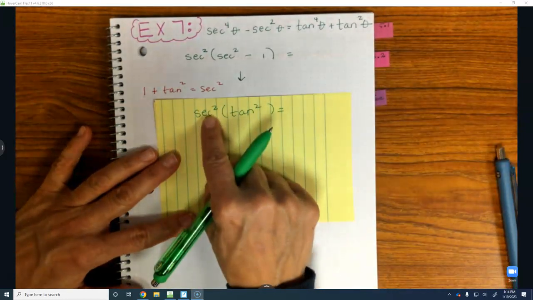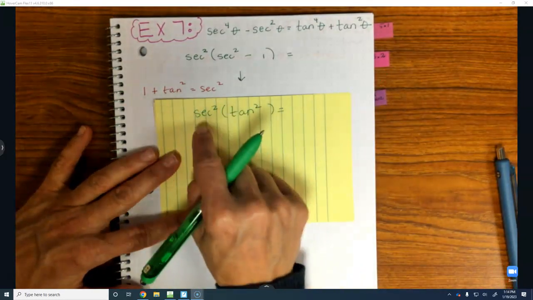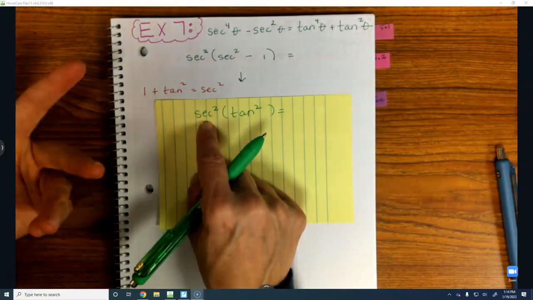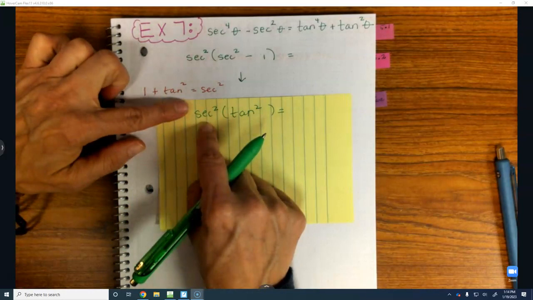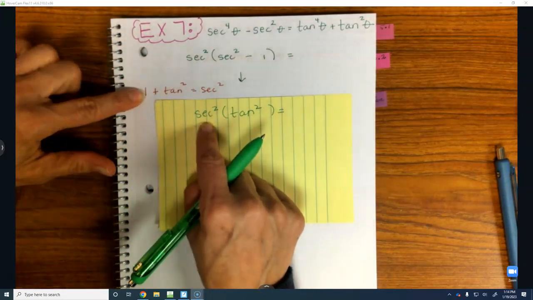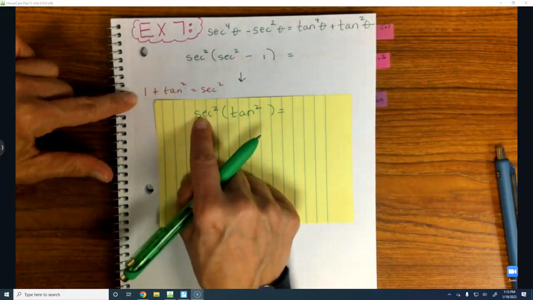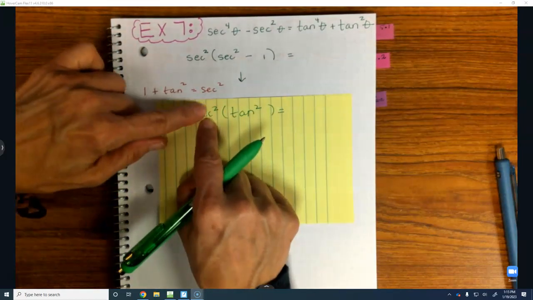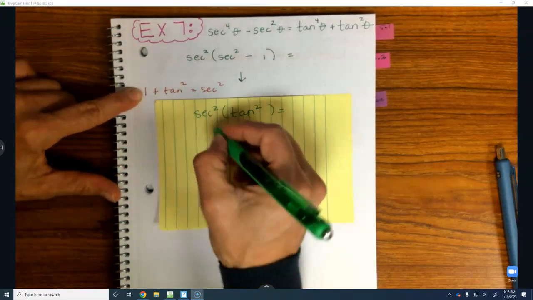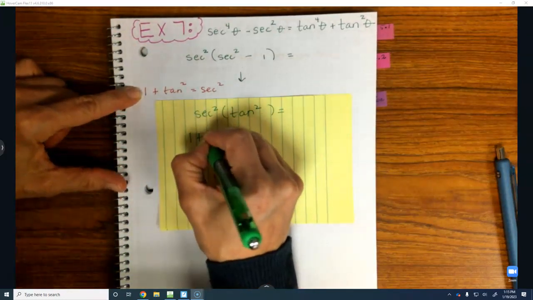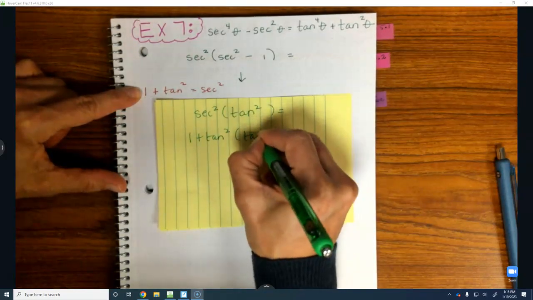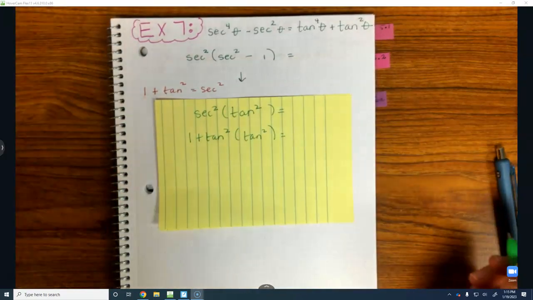Okay, so we're going close to the right track, but everything is in tangent. What's going on with this? Let's see what we can do. Well, if you notice just right above, what does secant equal? It equals 1 plus tangent, and we want these to be tangents, so I'm going to replace secant with 1 plus tangent. So 1 plus tangent squared times what was already in the parentheses of tangent squared.